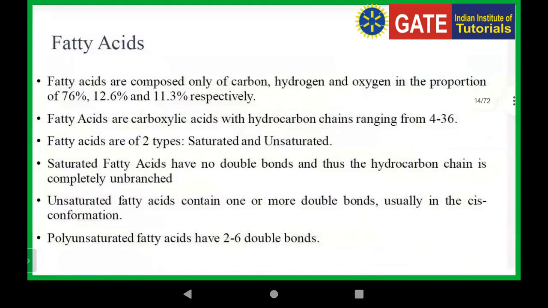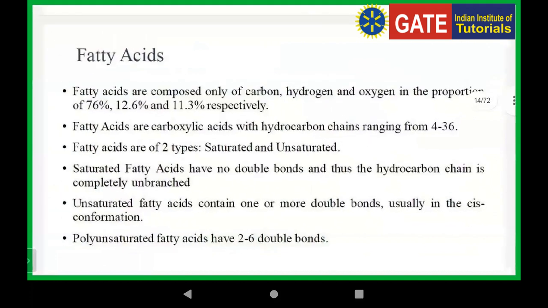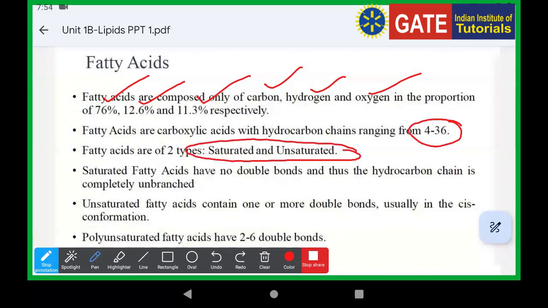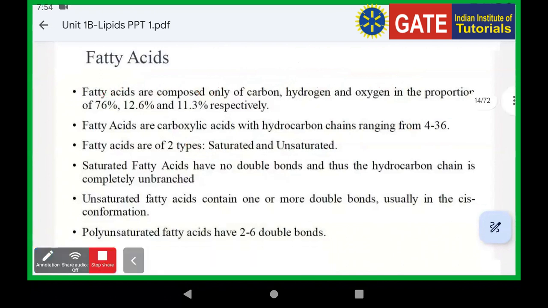So let's discuss fatty acids. Fatty acids are long chains of hydrocarbons. Fatty acids are made up of carbon, hydrogen, oxygen in the proportion of 76% carbon, 12.6% hydrogen, 11.3% oxygen. Okay. The number of carbons ranges from 4 to 36. Fatty acids are of 2 types, saturated and unsaturated fatty acids.